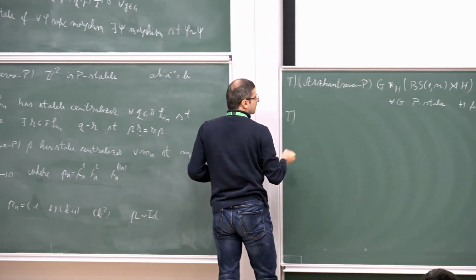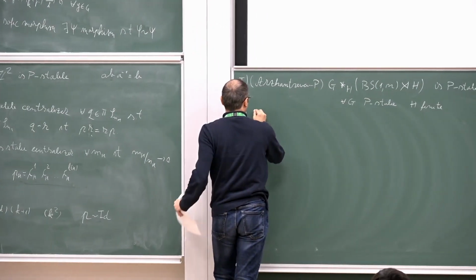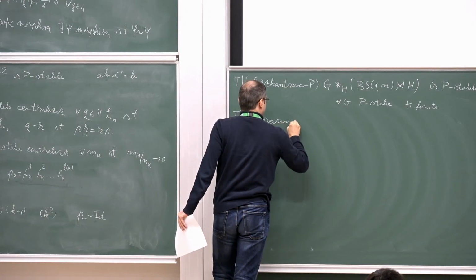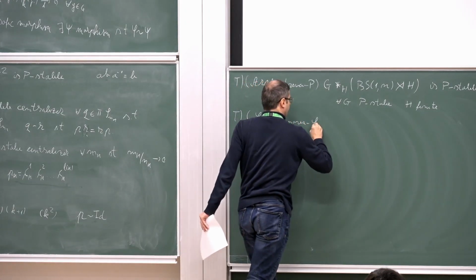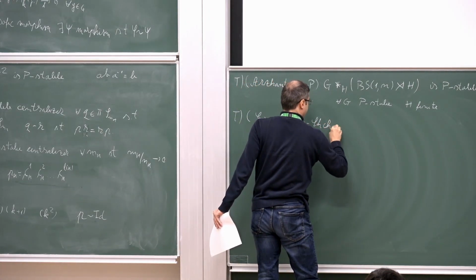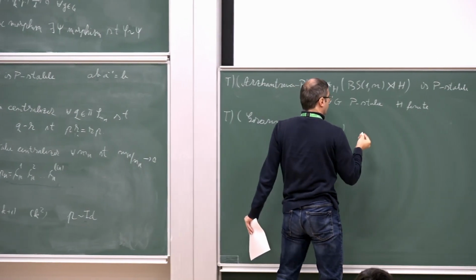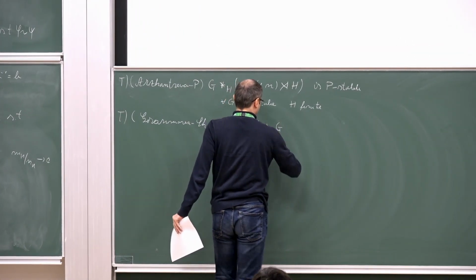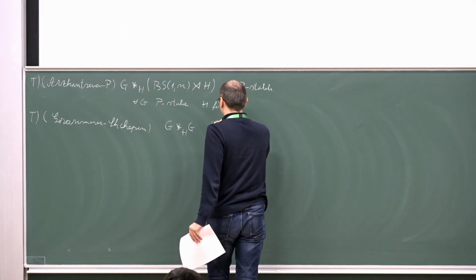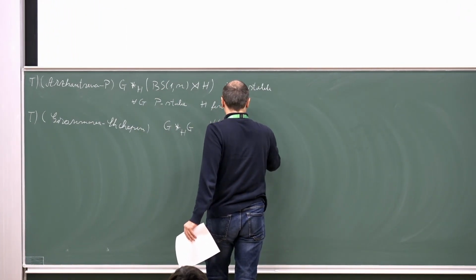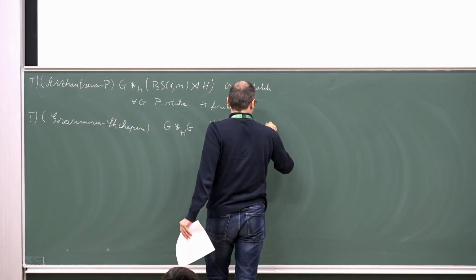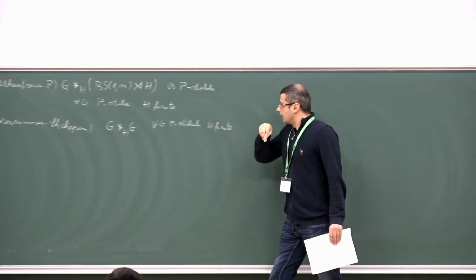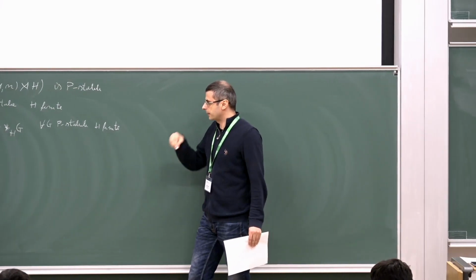And some results of this type were obtained also by Gerasimova and Shepin. They have some examples, so you can take the double of the group. So the same thing, G should be p-stable and H finite. So the methods are quite different.